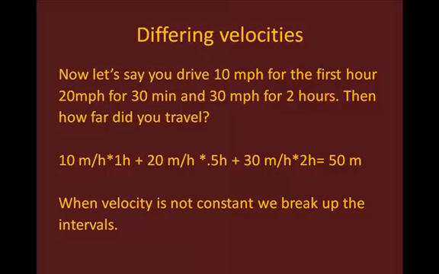Well, we can't just multiply two numbers now. We have to break it up into different intervals. So we would do 10 miles per hour times 1 hour for that first piece, plus 20 miles per hour times 0.5 hours, which would represent 30 minutes, plus 30 miles per hour times 2 hours. When we add those all up, we get 50 miles. When velocity is not constant, we want to break it up into each individual interval, multiply together, and add.